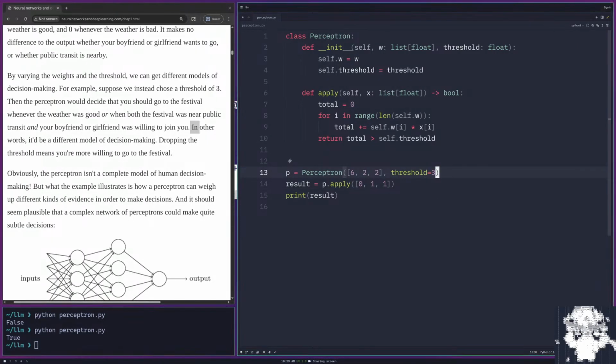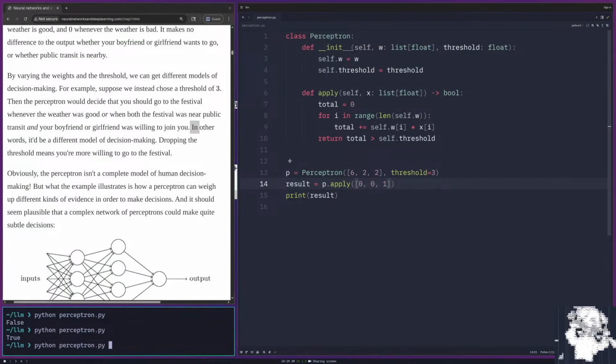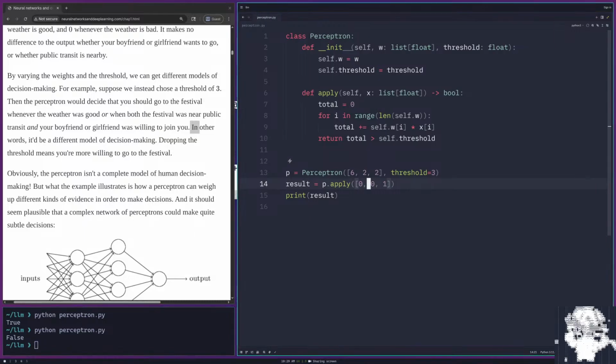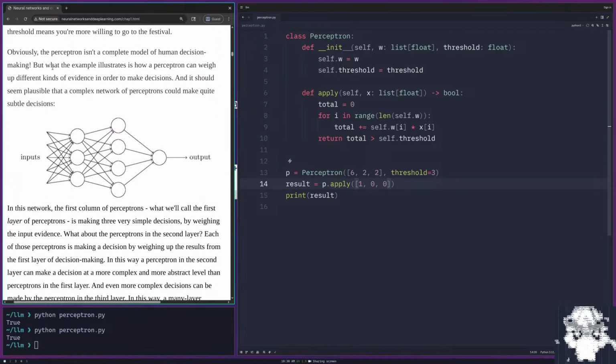So we want to go even though the weather is bad. If only public transit is good, then we don't want to go. If the weather's good, we do want to go. What if the weather's good and our boyfriend doesn't want to go? We still want to go. With a threshold of 3, the other 2 things have to be true if the weather is bad. In other words, it'd be a different model of decision making. Dropping the threshold means you're more willing to go to the festival.